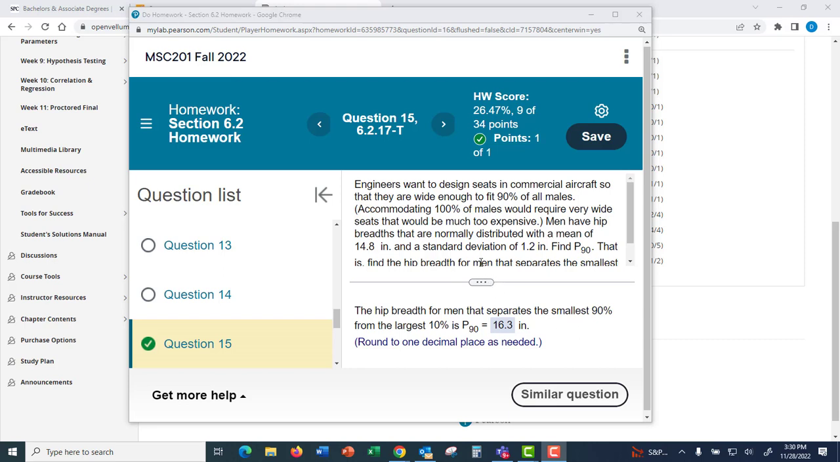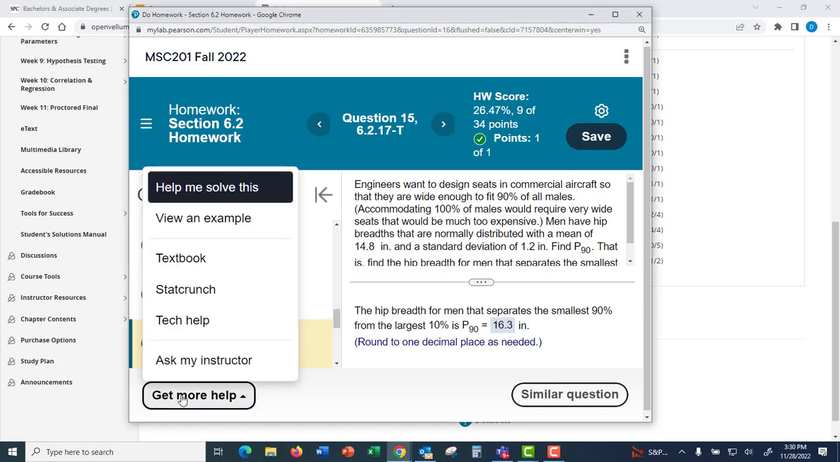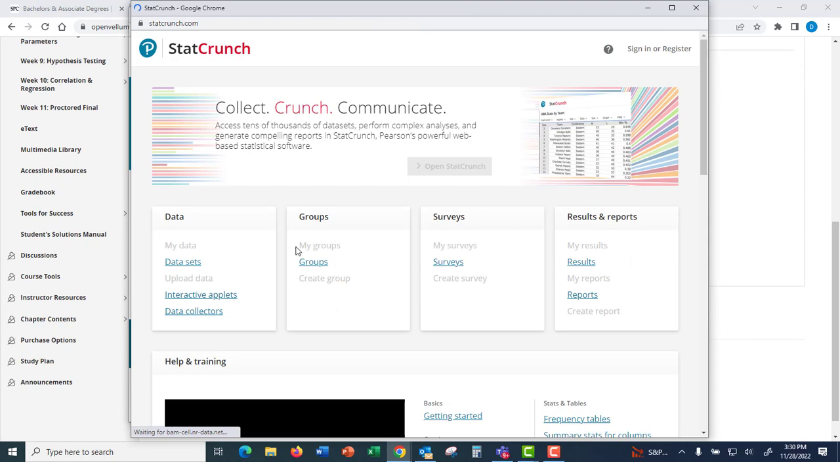problem. So in this one, we want to design the seats in the commercial aircraft so they're wide enough to fit 90% of all the males. So men have hip breadths that are normally distributed with a mean of 14.8 inches and a standard deviation of 1.2. And we want to find P90, which is the 90th percentile. So that would be the width, or the hip breadth rather, that 90% of the males would be less than and 10% would be greater than. So I'm going to use StatCrunch, and I'm going to use the normal calculator.